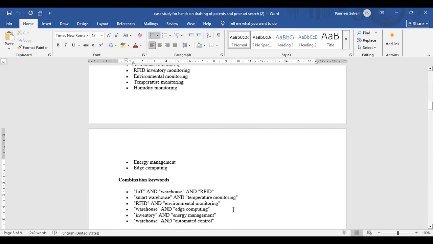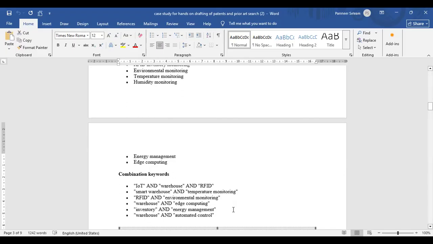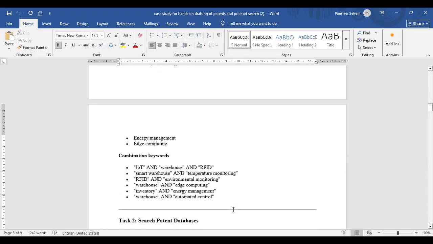The participants should also experiment with combination searches such as IoT and warehouse and RFID, smart warehouse and temperature monitoring, RFID and environmental monitoring, warehouse and edge computing, and warehouse and automated control.